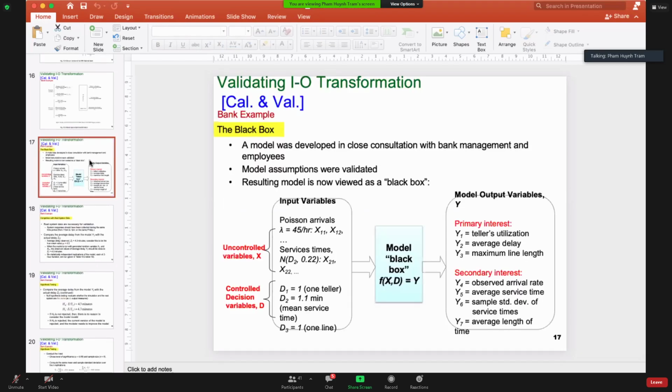we are talking about the input-output transformation method. This is the only method that is objective. If we use other validation methods, it's quite subjective because it's based on people's opinion. But the input-output transformation is strictly based on statistical testing, based on the numbers. In this method, we treat the system and our simulation model as a black box. What we care about is the input and the output.